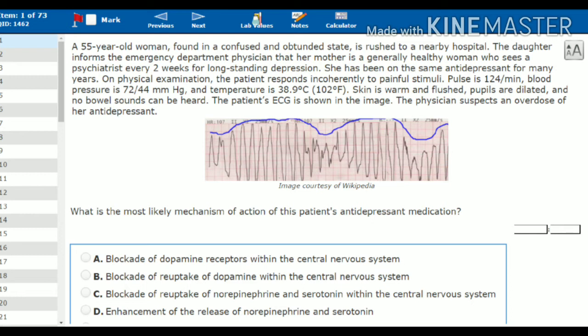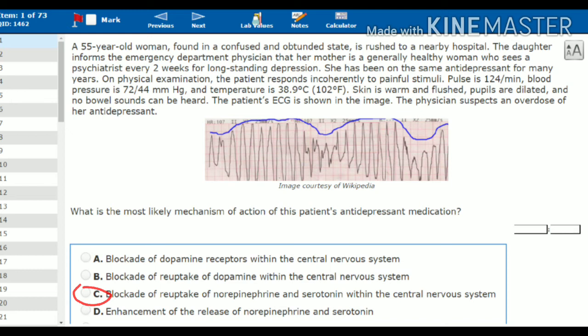So in this image, everything is given that the patient is suffering from an overdose of tricyclic antidepressant medication, with anticholinergic side effects. The mechanism of action of the tricyclic antidepressants is that they inhibit the reuptake of both serotonin and norepinephrine. So option C fits the action of the tricyclic antidepressant, that it blocks the reuptake of norepinephrine and serotonin within the central nervous system. So the correct option is option C.